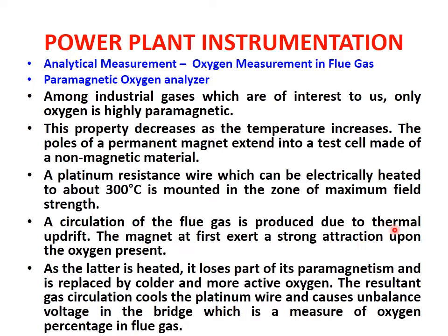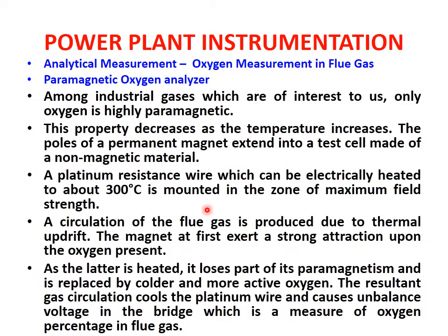The circulation of the flue gas is produced due to thermal updrift. The magnet at first exerts a strong attraction upon the oxygen present. As the latter is heated, it loses part of its paramagnetism and is replaced by colder and more active oxygen. So the resultant gas circulation cools the platinum wire and causes unbalanced voltage in the bridge, which is a measure of oxygen percentage in flue gas.